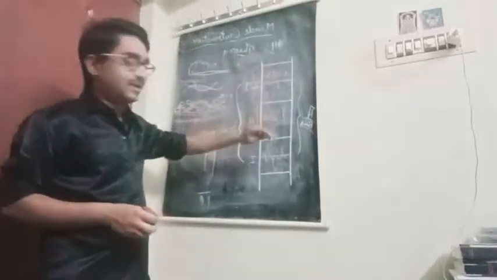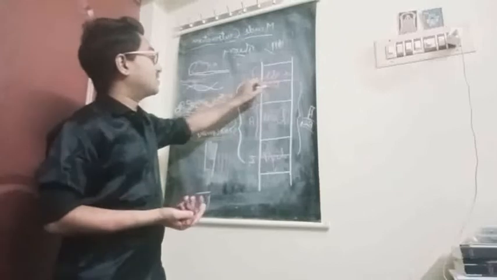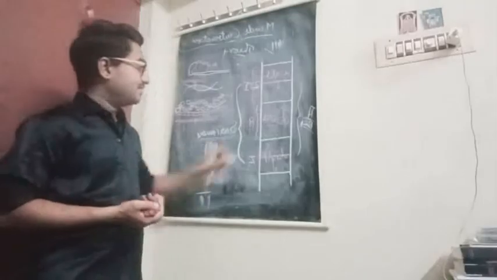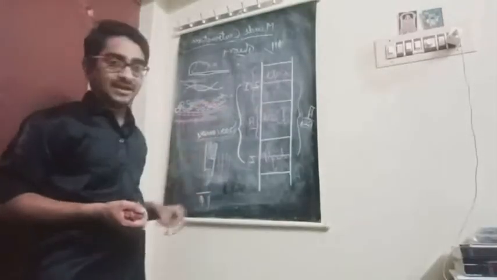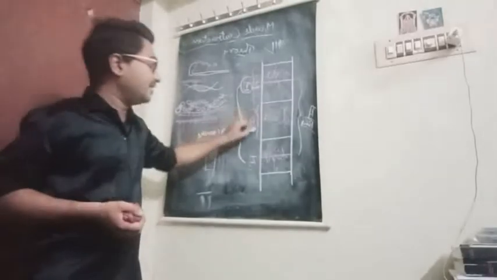Light band, dark band, light band, dark band, they are alternating to each other. The light band is called the I band, the dark band is called the A band. A band, I band.